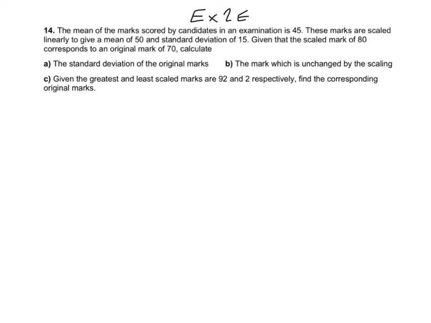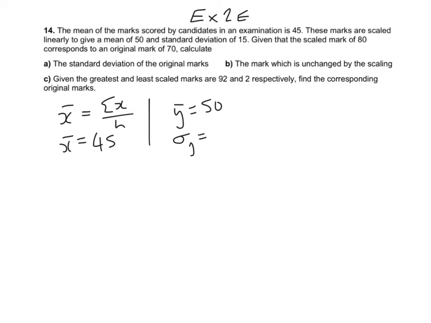We'll go back to the start. The mean of the marks scored by candidates is 45. So x bar is sigma x divided by n, and we get that x bar is 45. That's all we know from that. They are scaled linearly to give a mean. The y bar is going to be 50, and the standard deviation for y is going to be 15.